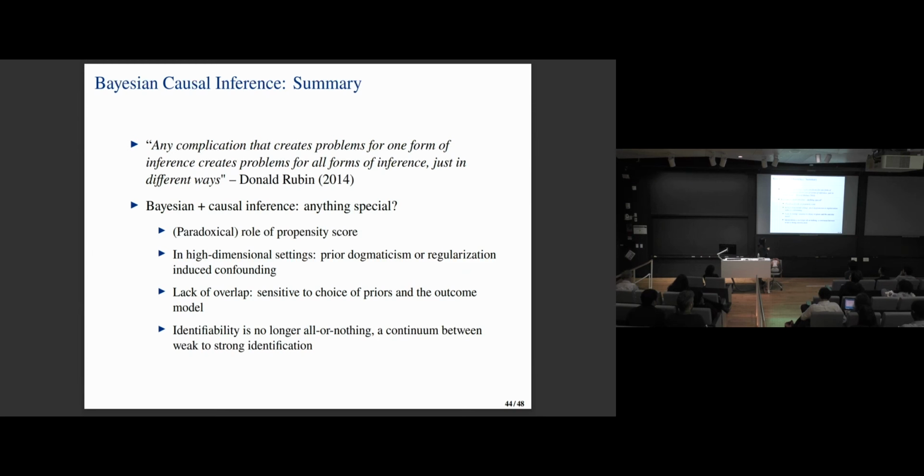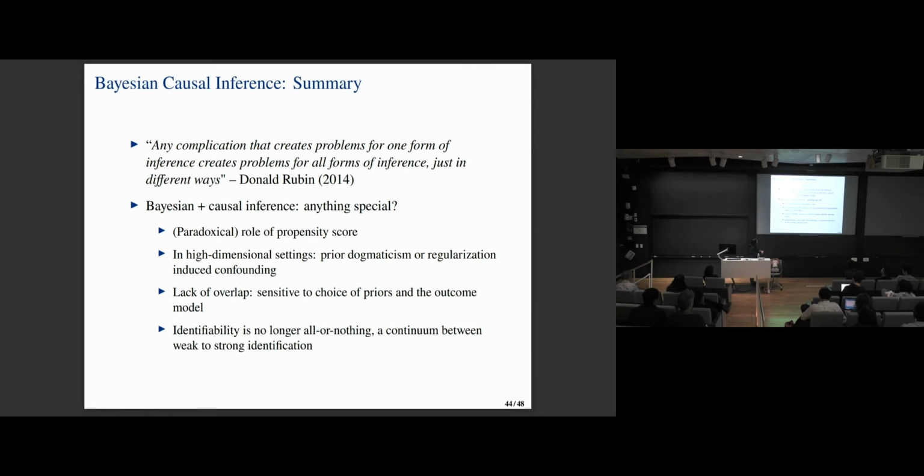Another thing is that overlap is still the king. The lack of overlap will cause sensitivity to the choice of the priors. Priors are essentially a type of outcome model. So this is the same in the frequentist domain and in the Bayesian domain; it's just that in the Bayesian domain it is reflected more in the sensitivity to the choice of priors. And another issue I mentioned, the identifiability issue, is a different concept now in Bayesian. It's no longer all or none; it's a continuum between weak and strong identification. So those are, at least as I can see, the special things.